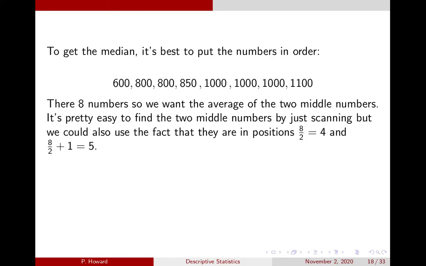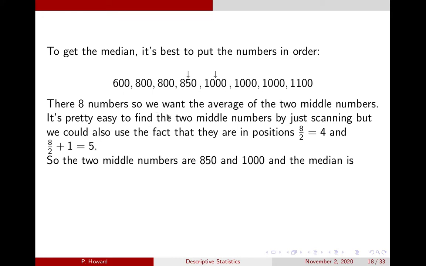let's try using what we know about the positions of the 2 middle numbers. Right, the first of the 2 is at position 8 over 2. Right, 8 is the number of data numbers, which is 4. And the second middle number is at the position 8 over 2 plus 1, which is 5. So the 2 middle numbers are at positions 4 and 5. Here they are, 850 and 1000.